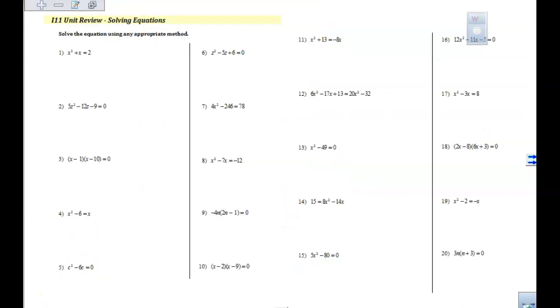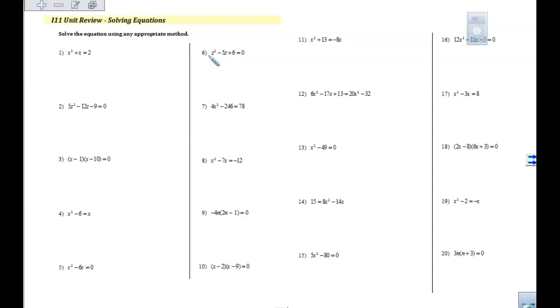I-11. So you start in I-11 with solving with the appropriate method. My hint is, if you can use square roots, that's the quickest way. The next quickest is factoring. Most of these are not graphed, right? So I probably wouldn't graph them, because you don't have a graphing calculator that you should be using.